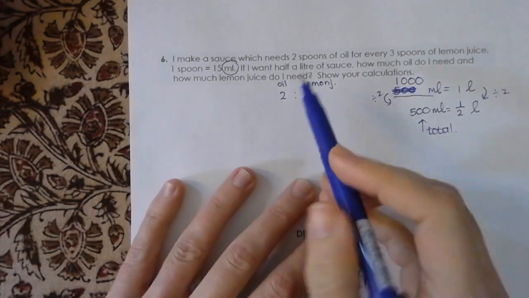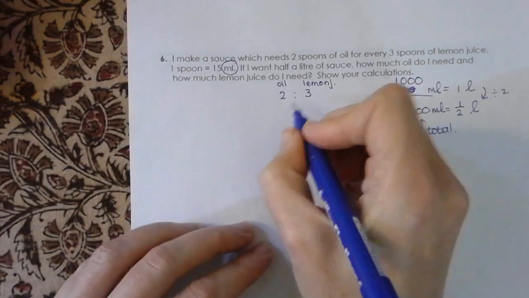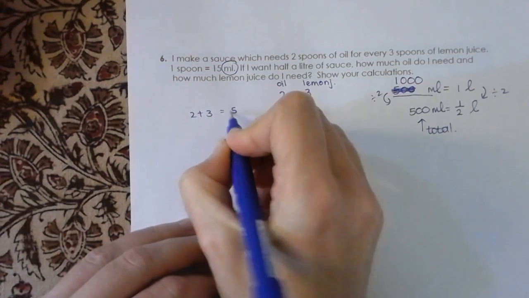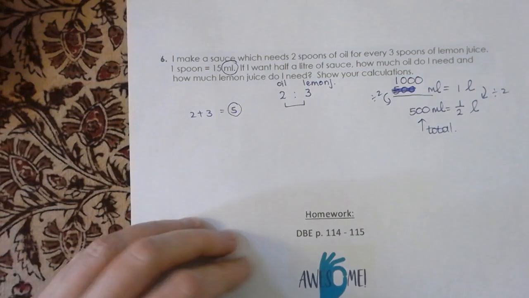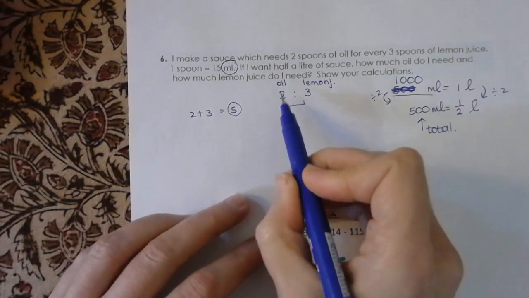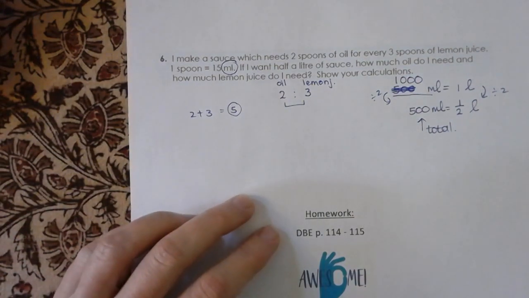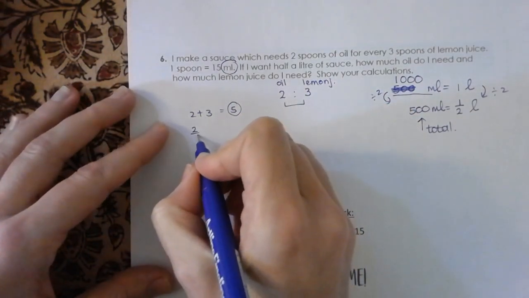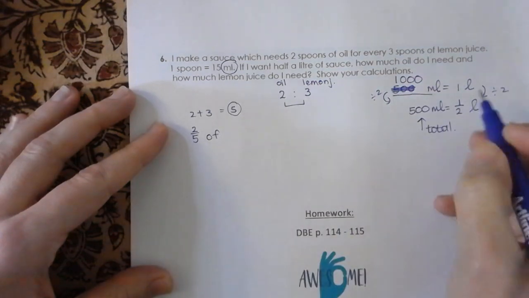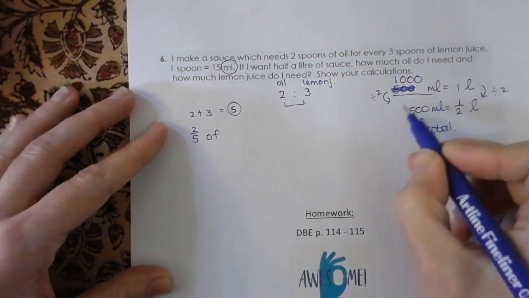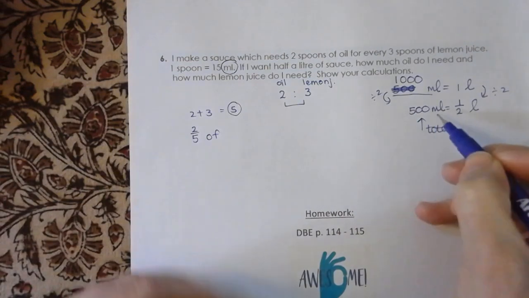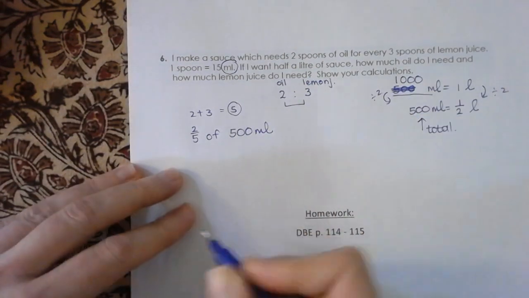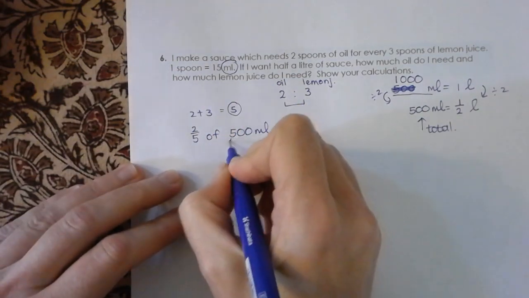Right, so my ratio is 2 to 3. So what I need to do is add them up again. So 2 plus 3 equals 5. So this will be my denominator of the fraction that I need to calculate how much oil I will use and how much lemon juice I will use. Okay, so then I'm going to say 2/5 of, and I'm not going to use half a liter, I'm going to use what it is in milliliters because it's a nice bigger number. 500 milliliters.